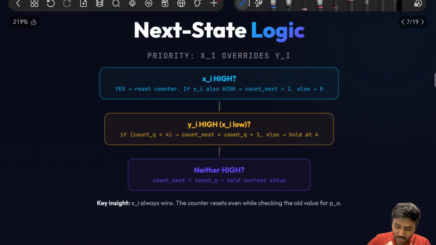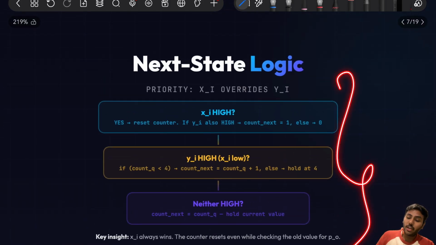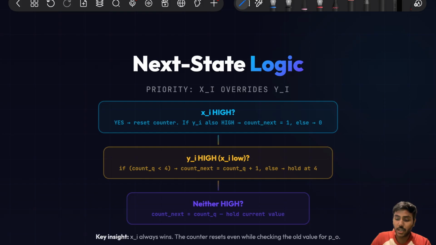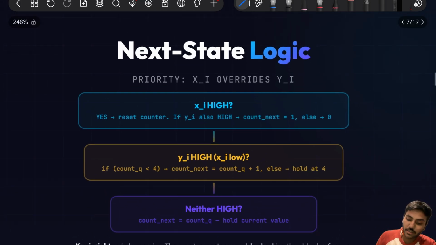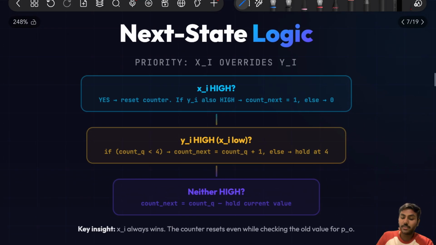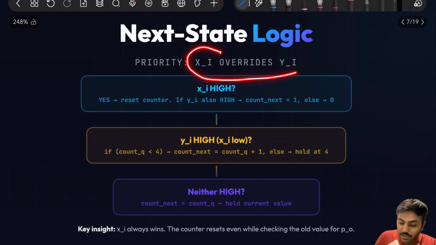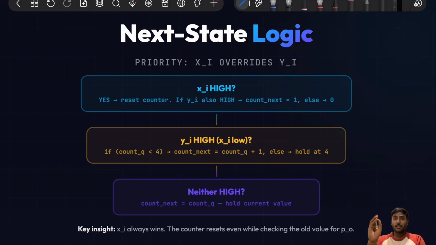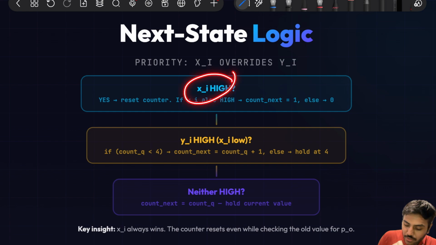Now next is this flow diagram. If you understand this logic or this flow, you will be able to code the whole problem in under 10 minutes. So let's understand this next state logic. The priority is that Xi overrides Yi. What this means is if Xi occurs, we have to just reset the counter to zero. Let's understand this logic.